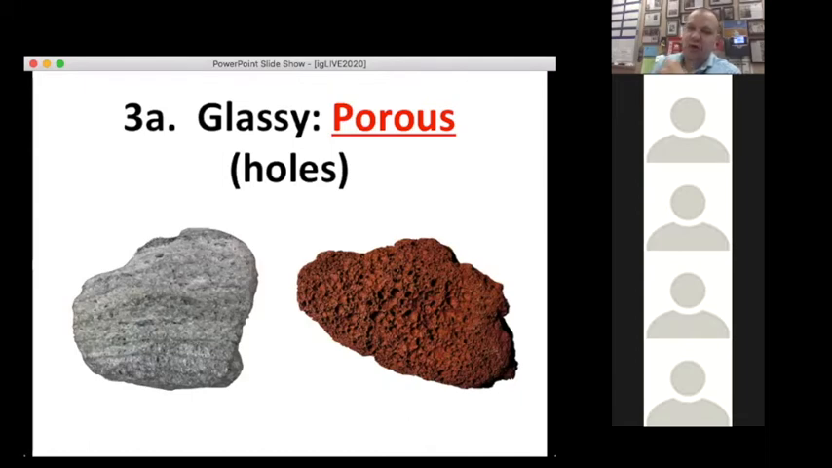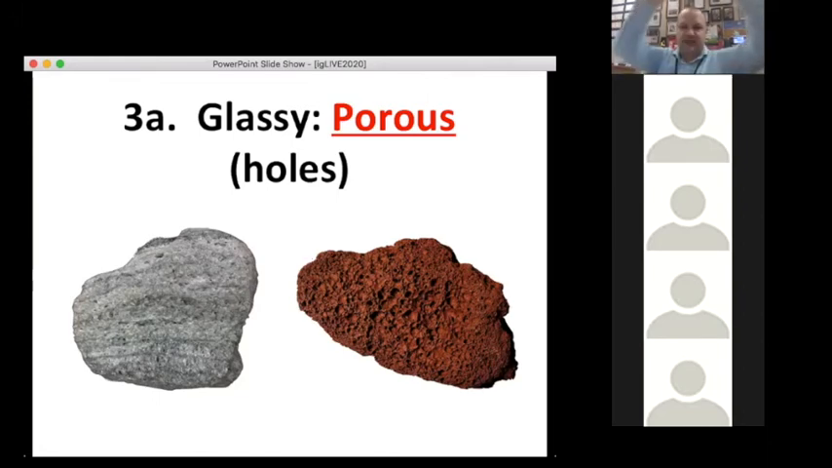Instead, they have holes. The fancy science word is porous. You have pores in your skin. These rocks have holes. They have pores. So it's still glassy because it cools really fast. The holes are from gas.